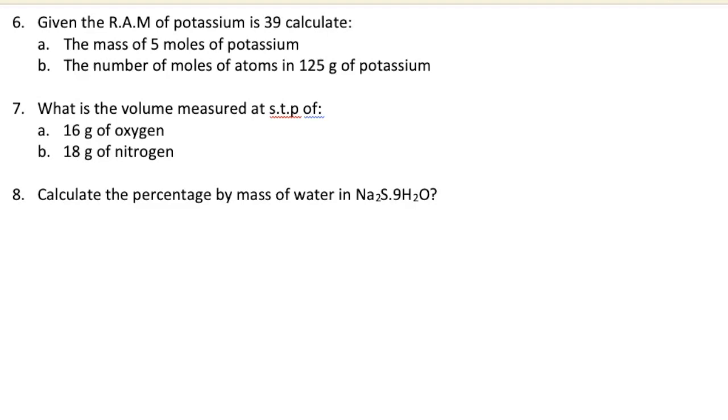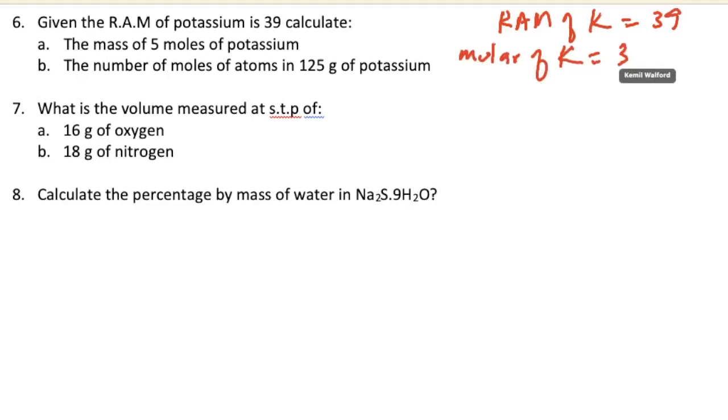So the RAM is given, and they're saying, okay, so if the RAM is 39, what is the mass of 5 moles of potassium? So you know that the RAM of potassium, which is K, is 39. It simply means that the molar mass of K is equal to 39 grams per mole. All right, so we could put mole to the -1 to say per mole. All right, so our statement will be this.